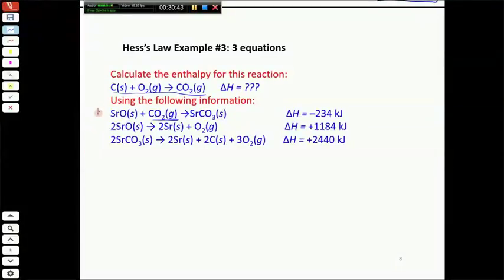So we're going to number the equations again, 1, 2, and 3. And for the first one, and again, you don't have to necessarily go in order, but I like to do it just to keep everything straight. We're going to flip the order of equation 1 to put CO2 on the product side, which is where we want it. Alright?